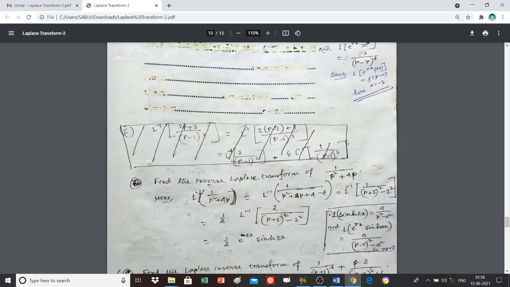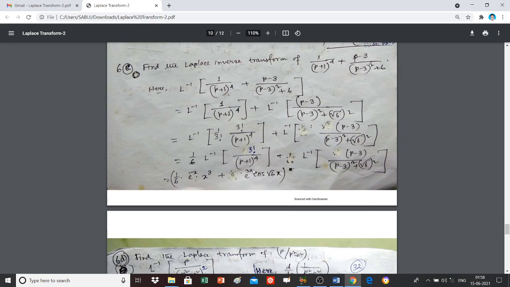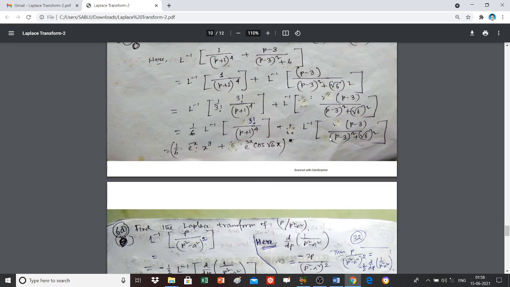And in this case your r is minus 3, so it will give you e to the 3x. Okay. Sorry, your r is equal to 3, so that will give you e to the 3x cos square root 6x.